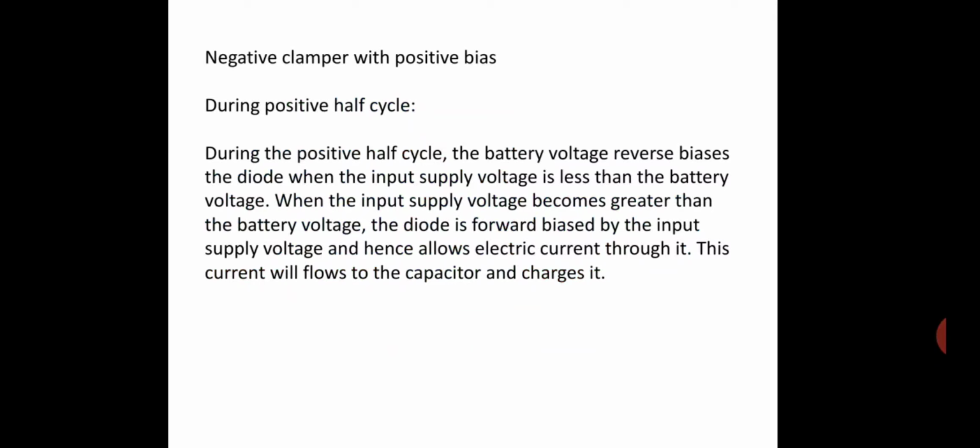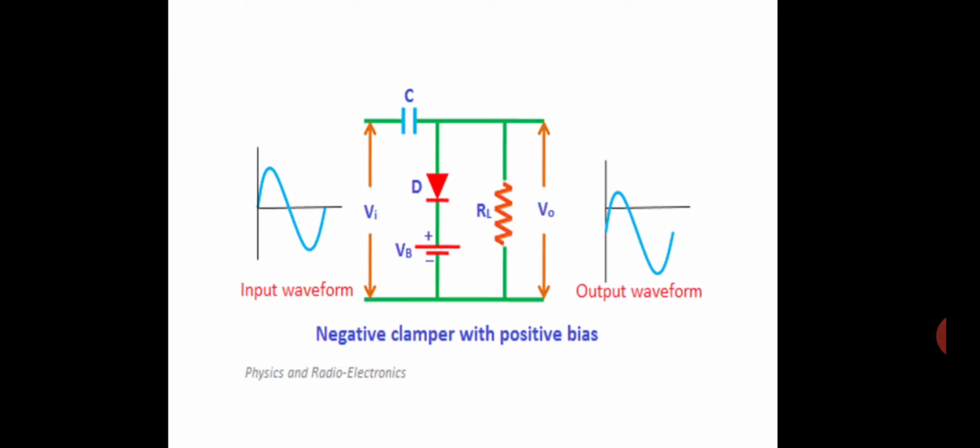When the input supply voltage becomes greater than the battery voltage, the diode is forward biased by the input supply voltage and hence allows electric current through it. This current will flow to the capacitor and charge it. When Vi is greater than Vb in the positive cycle, the diode is forward biased and acts as a short circuit. At the output we receive the input current.